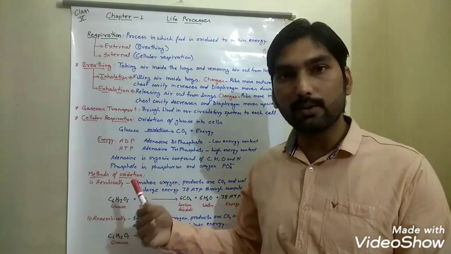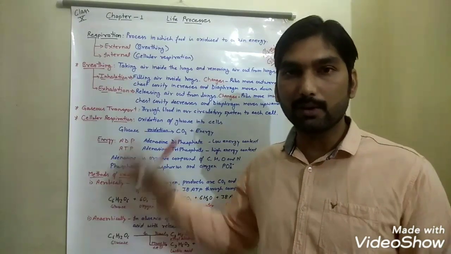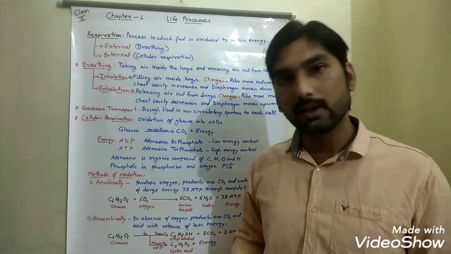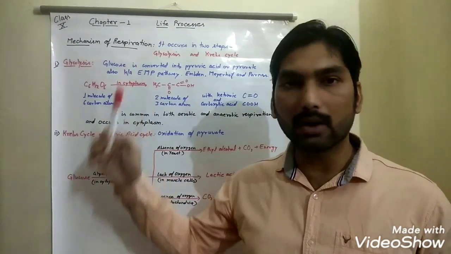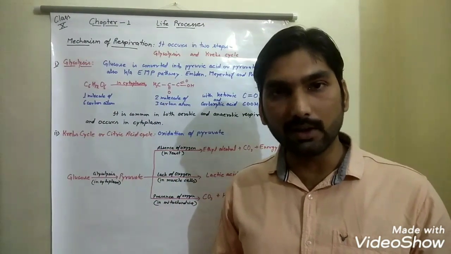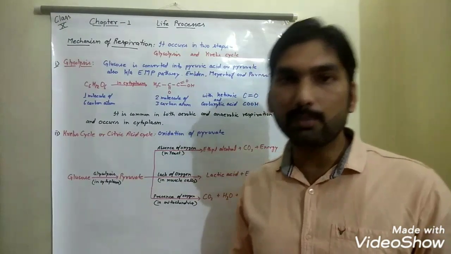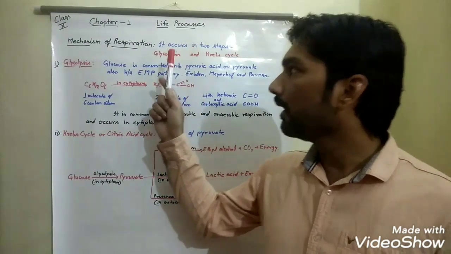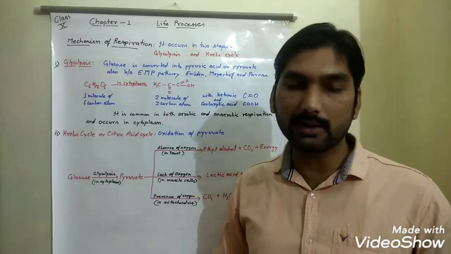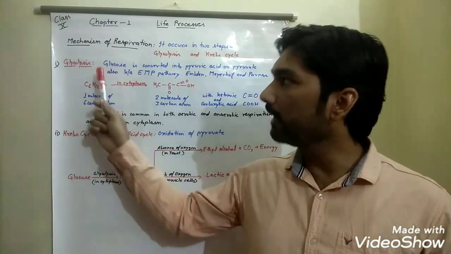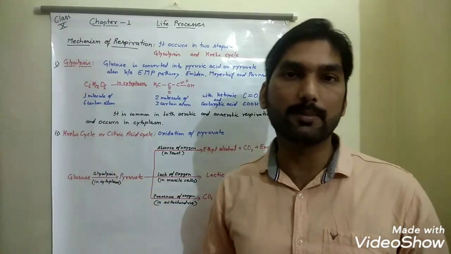So now we are going to start the next segment, in which we are going to discuss about the glycolysis and Krebs cycle. So the mechanism of respiration or the chemical changes during the cellular respiration can be classified in two steps. The first one is glycolysis and the other one is known as Krebs cycle. So what is the first one, glycolysis?